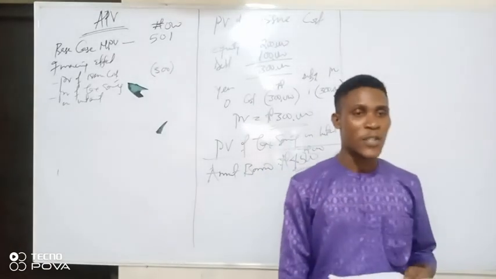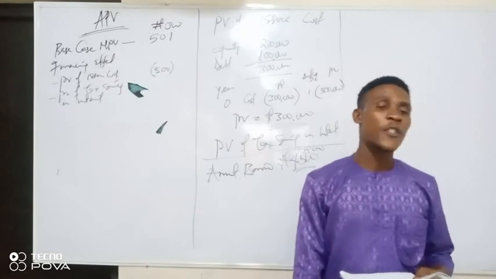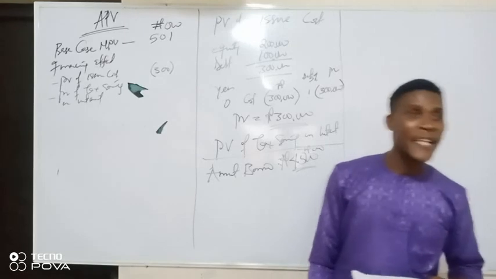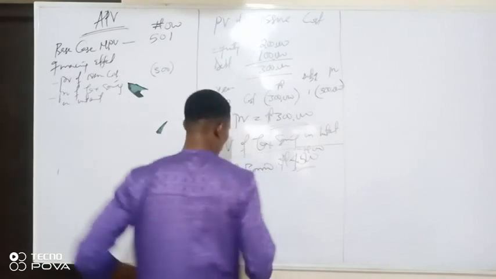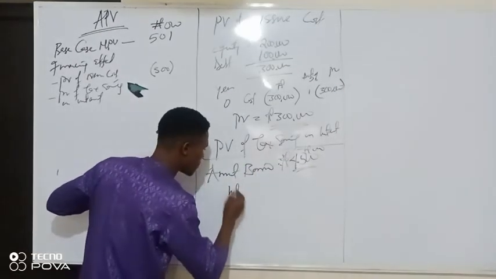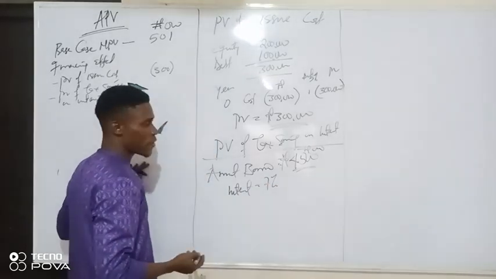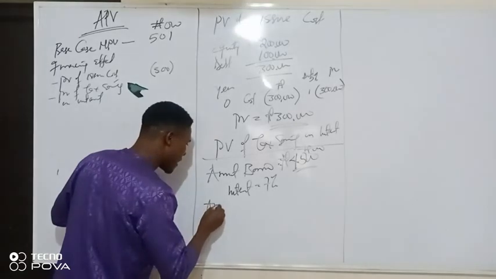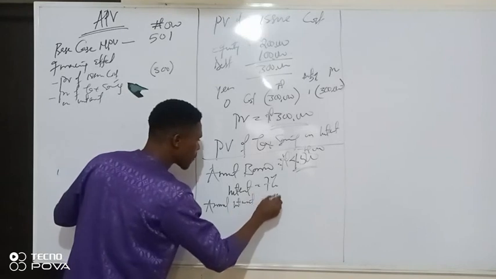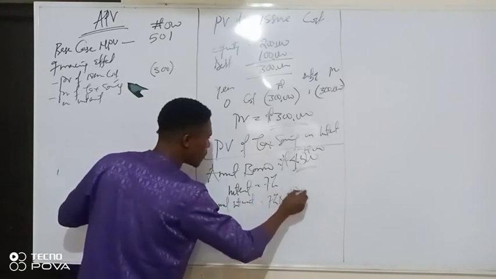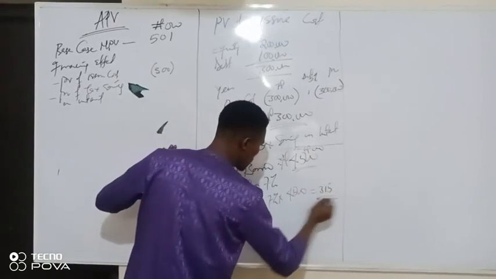Since nobody told us that it's an amortized loan, what do we do? Straight loan. What's the interest? 7%. So therefore, our annual interest rate will be 7%. 7% of 4.5 million gives 315,000. It's our interest for each year.